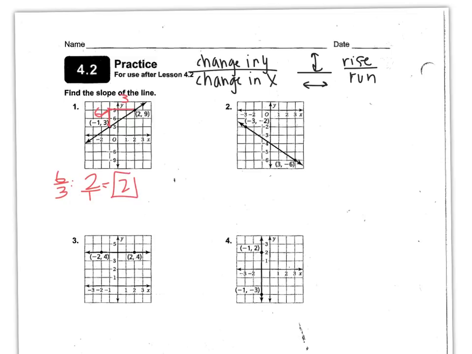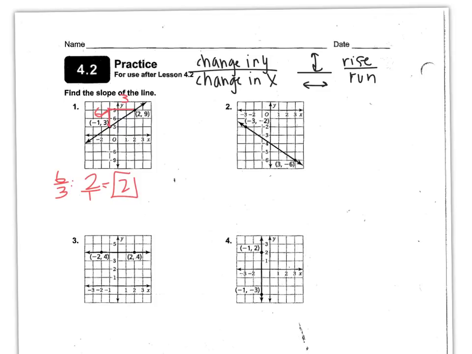Now I know my slope is positive because this is what positive lines look like, so I should have a positive answer. Spoiler alert, this next one is negative because this is what negative lines look like, so I know my final answer should be a negative number.